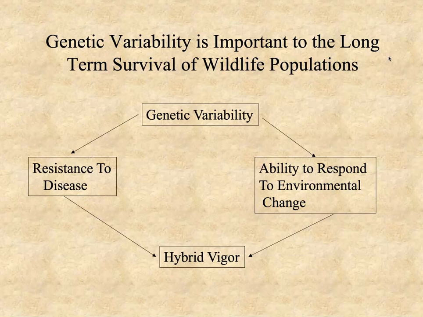So in summary, genetic variability is extremely important to the long-term survival of wildlife populations. Genetic variability gives the population resistance to disease, and genetic variability gives a population the ability to respond to environmental change. And a buzzword that's associated with genetic variability is hybrid vigor. And so again, you want large population sizes because you want to preserve that genetic variability and you want to prevent inbreeding.